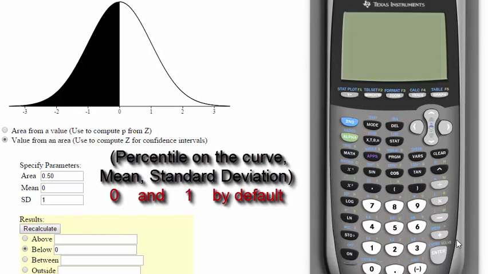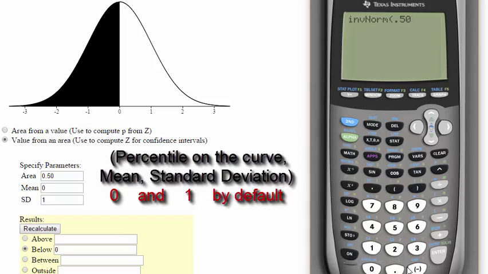The inverse norm function on the calculator allows us to find a point at a certain percentile on the normal curve. To find the inverse norm function, go to Second, Vars, and scroll down to Inverse Norm. The first thing we will need to enter in is the percentile we want to find. Let's go ahead and enter in the 50th percentile.